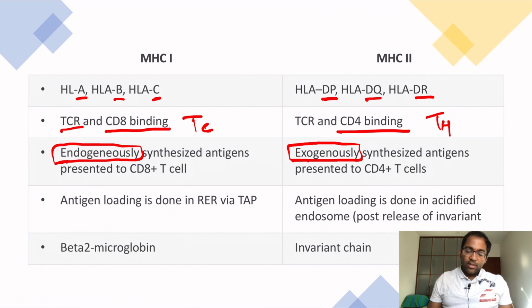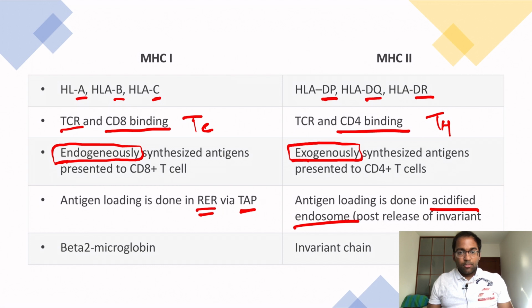In MHC class 1, we have antigen loading in the rough endoplasmic reticulum via a transporter protein called TAP. So TAP stands for transporter associated with antigen processing. Whereas in MHC class 2, the antigen loading is done in an acidified endosome. Now we have the MHC1 molecule in which we have beta 2 microglobulin, whereas in MHC2 we have an invariant chain.